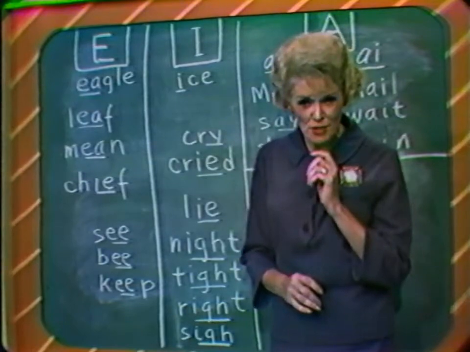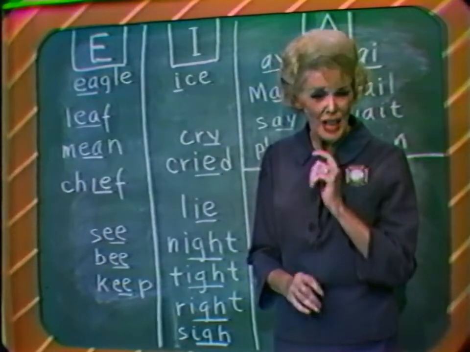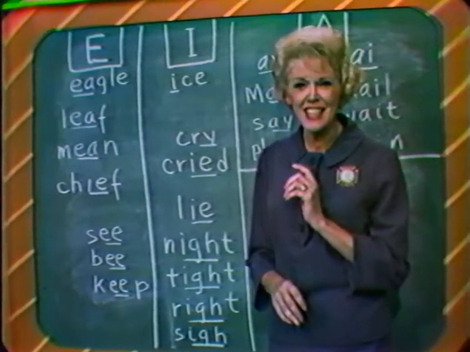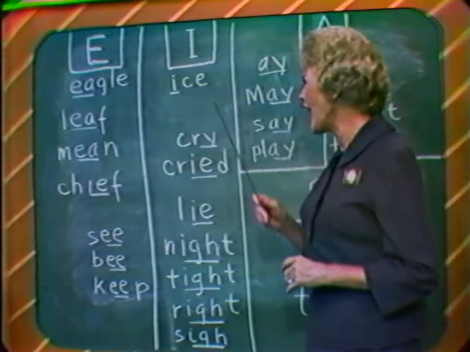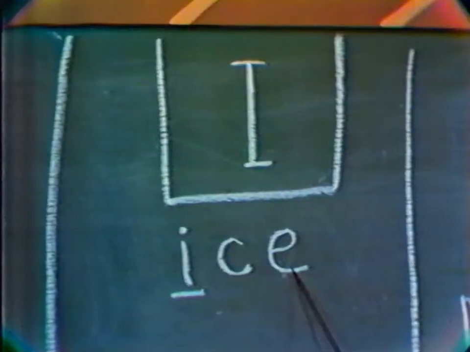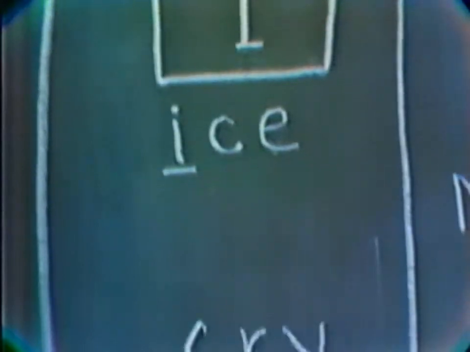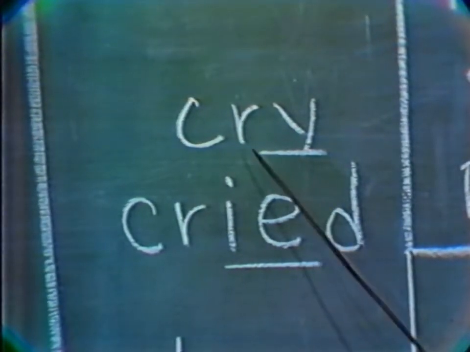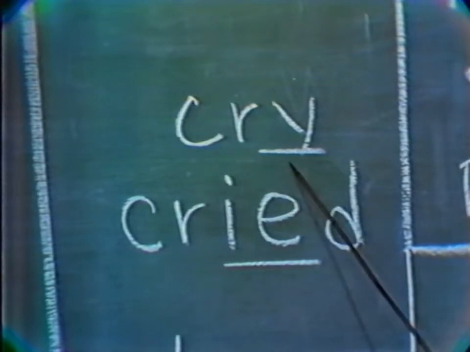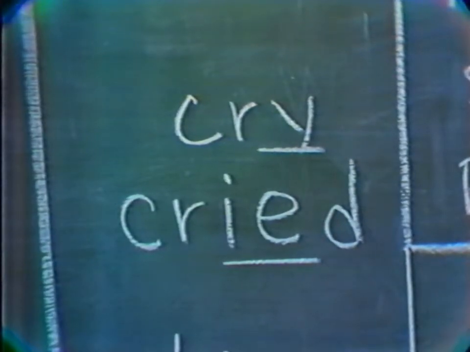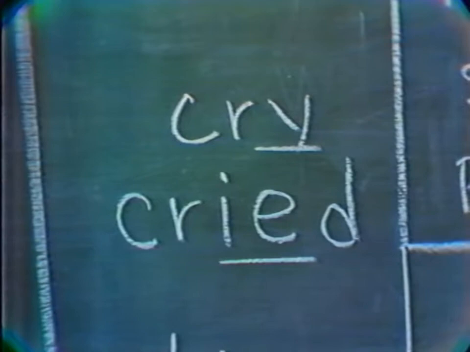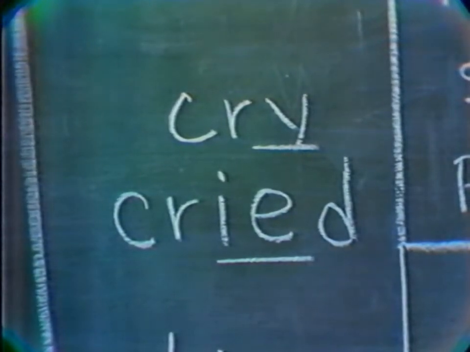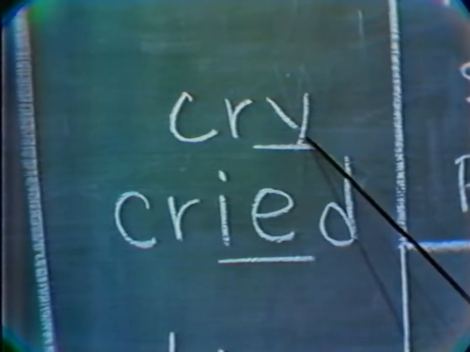Well, today we have some new vowel pals to meet. We already know their sounds. It's the long I. Remember ice? And cry. I am going to cry. And there's the same sound again, only this time it's the letter Y. And we remember that too, don't we? There's no other vowel in the word, so Y says I.